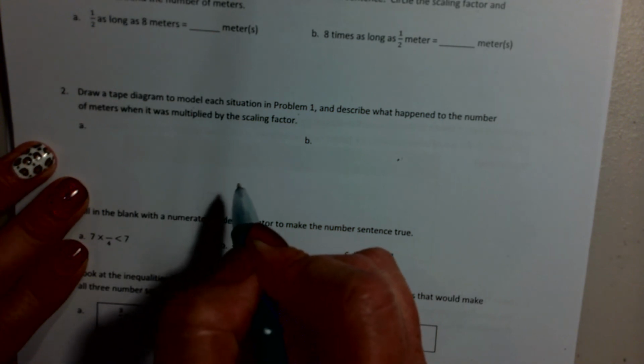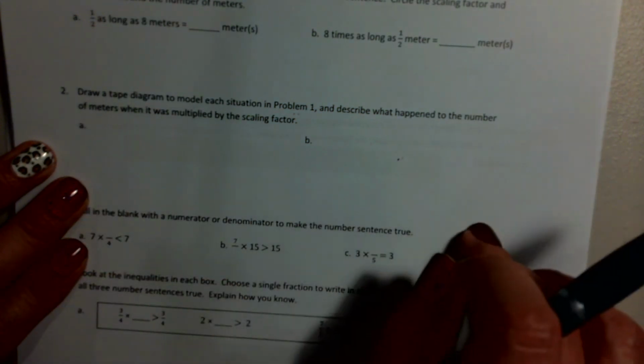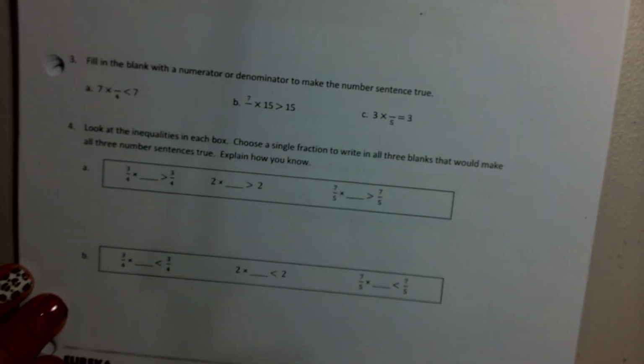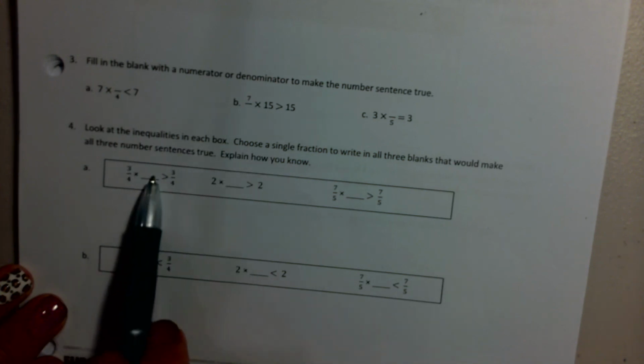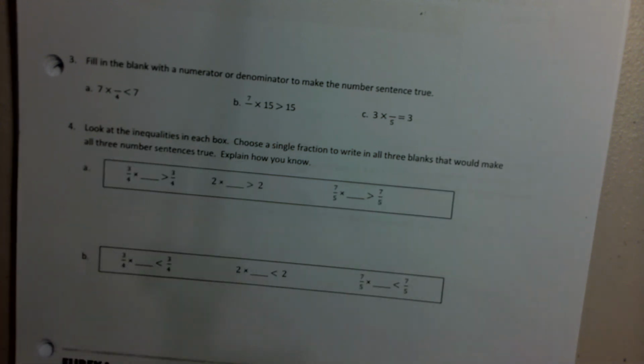All right, here, draw a tape diagram to model each situation in problem 1 and describe what happened to the number of meters when it was multiplied by the scaling factor. So just like we did in the last problem with Vlad and the book fair, just draw it out. Then fill in the blank with a numerator or denominator to make the number sentence true. Really easy. Then look at the inequalities in each box. Choose a single fraction to write in all 3 blanks that would make all 3 number sentences true. And then we have 3 word problems.